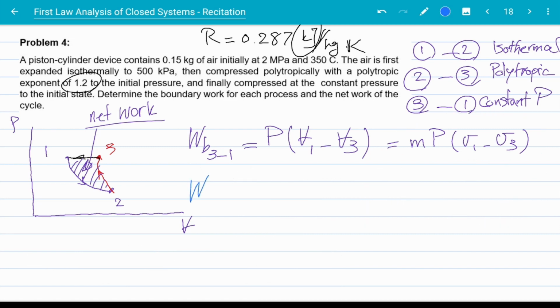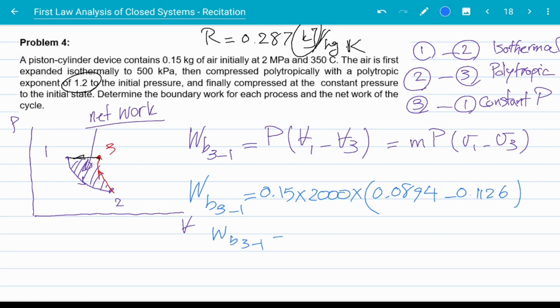So let's do it. So the work from 3 to 1 is 0.15 times 2000 times specific volume 1, which was 0.0894, minus 0.1126. Do the math, we get boundary work from 3 to 1 is minus 6.96 kilojoules. Now again, the negative sign means compression. We are dealing with the compression from 3 to 1, so we are good.